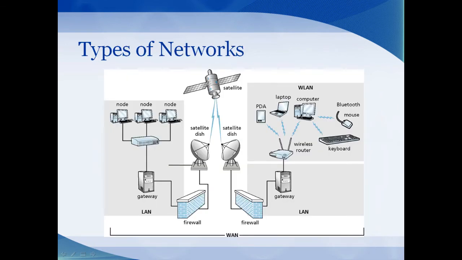So here we have the diagram from your book. It shows a couple of local area networks, which are just a few computers connected to some type of gateway, and the two LANs are connected through a satellite dish to make the entire diagram a wide area network.